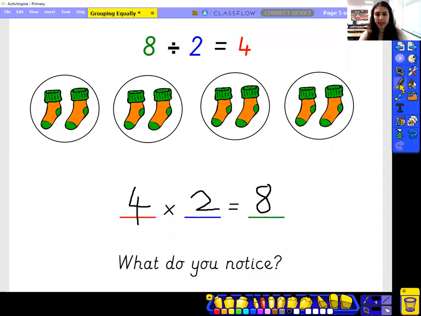Super, so you might have noticed that they all have the same numbers. So we've got 8, 8, 2, 2, 4, and 4. But they're jumbled up in different orders. So this does not mean that they are commutative, because to be commutative, that means that we would have the same answer, and we don't. And remember, commutative means that it would also have the same symbol, which we don't.